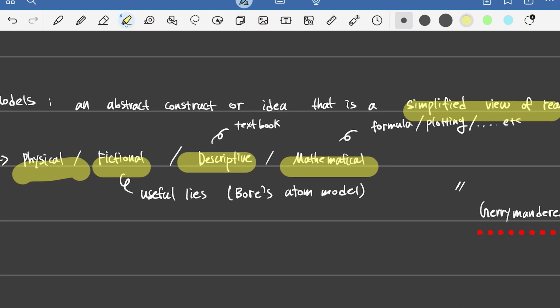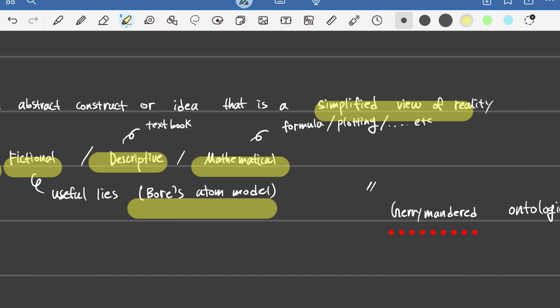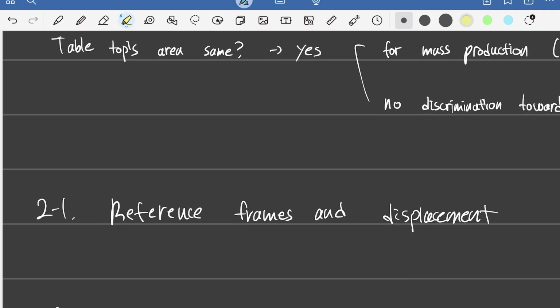So fictional models are something like what we call useful lies. And those useful lies are something like Bohr's atom model. So Bohr's atom model is not true. It's not actually close to how actual atoms look. But it is useful since we can get a reference of how the atom looks from that. And the atom models that we use nowadays developed from Bohr's atom model, which we can also say was useful. That's why we call it a useful lie. And the descriptive models would be the textbook. The mathematical model will be the formula, plotting, and other stuff.